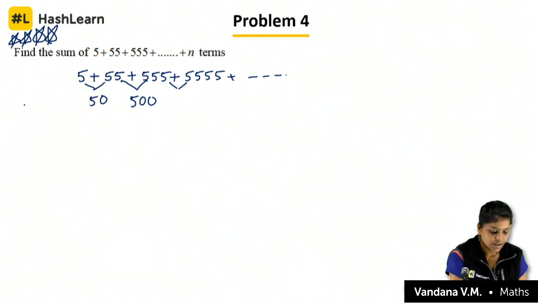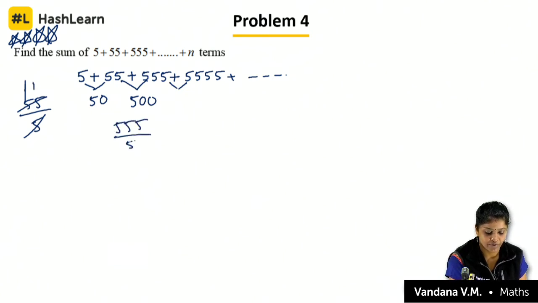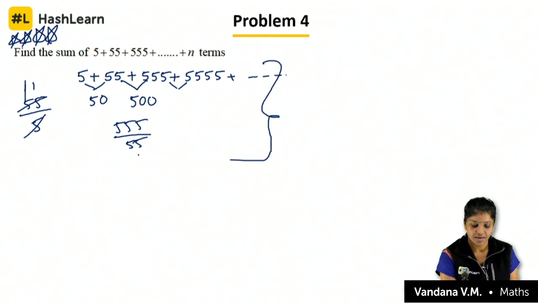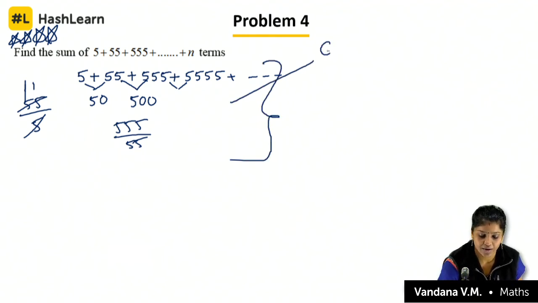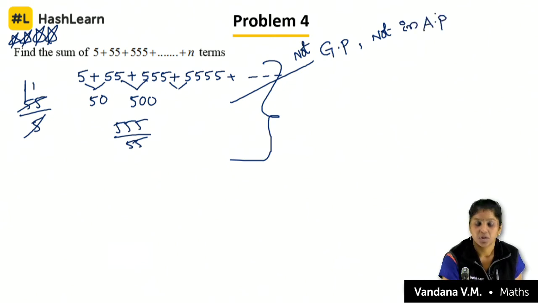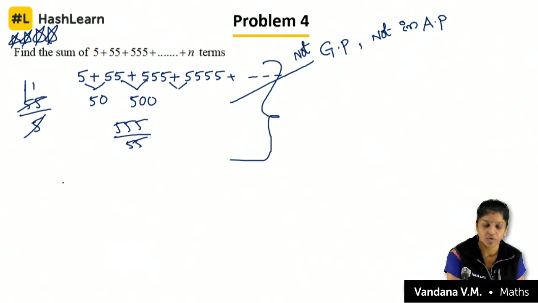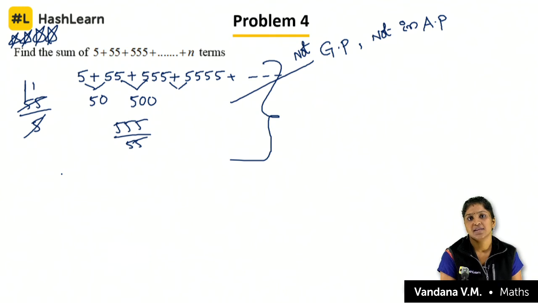Note, 55 common ratio you find out, 11, 5 5 by 5 5, not 11. So, the given thing is not in GP, and not in AP. First, you have to bring it down to a GP. These kinds of questions are very important. How to make this a GP?